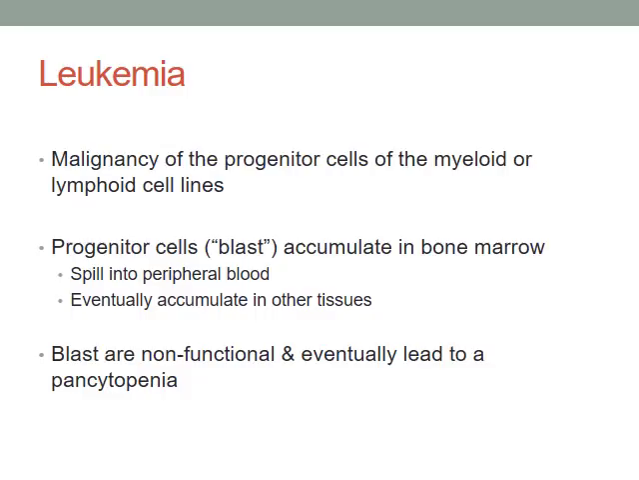The biggest issue with blasts is that they're non-functional cells. So they actually start taking the place of all the normal cells and stop their production. So later on in the disease state, we see issues with pancytopenia, meaning that the body is unable to produce white blood cells, red blood cells, and thrombocytes because all the blasts have started to take their place in the bone marrow.